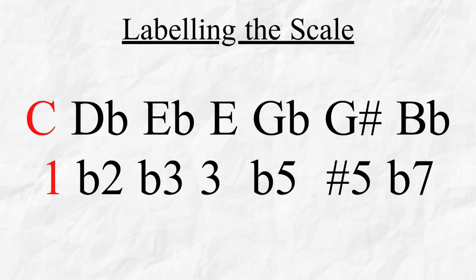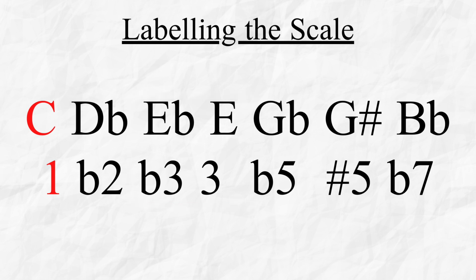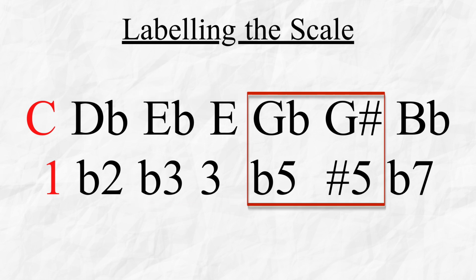Now, when we're looking at this chart here, you can see we've got a couple of problems. One of the issues is that we seem to have a major and a minor third. If we're trying to construct a root, third, fifth, seventh chord, we've got an issue there because we don't know which third to use. We've also got seemingly a flat 5 and a sharp 5. So again, which one do we use? Are we going to use the flat 5 or the sharp 5?